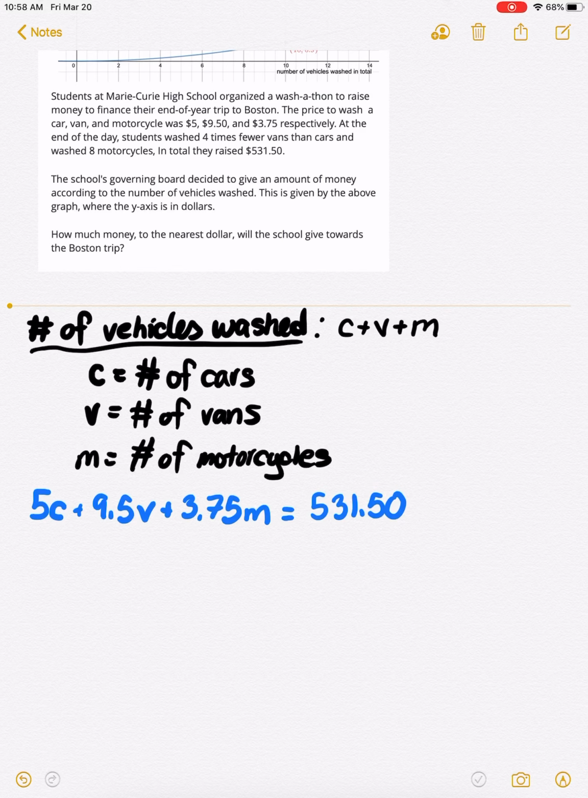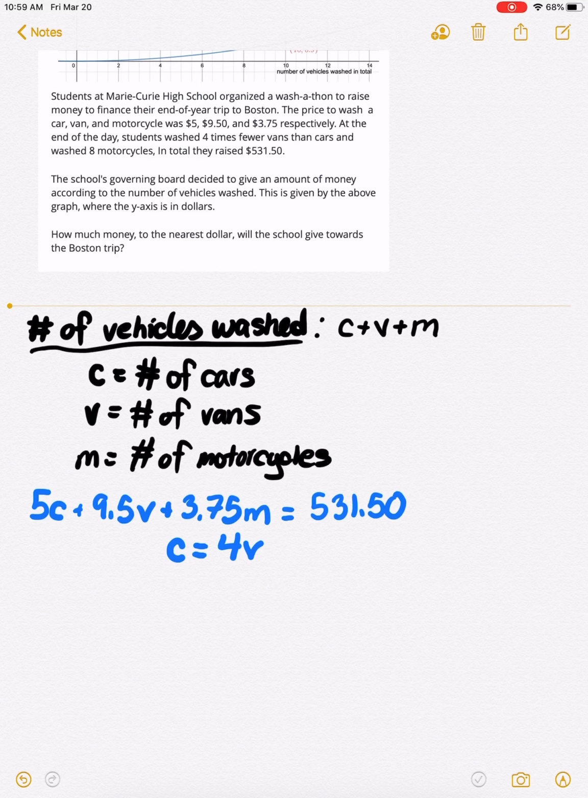All right, the other equation that we can come up with is, the students washed 4 times fewer vans than cars. So the number of cars needs to be 4 times the number of vans. If I were to set that up in an equation, I would say that the number of cars is equal to 4 times the number of vans. Another equivalent way to write this would be V is equal to C over 4. 4 times fewer vans than cars.